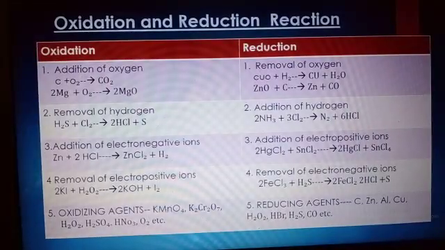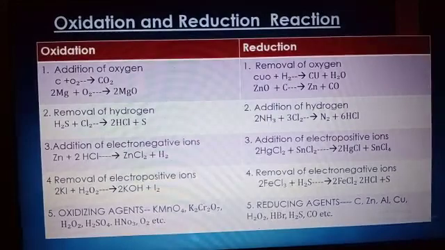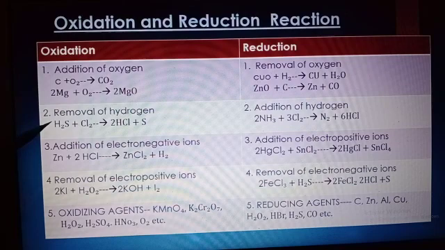Now let us explain oxidation and reduction reactions. What is an oxidation reaction? An oxidation reaction is a reaction in which there is an addition of oxygen and removal of hydrogen. As you can see, when you add oxygen to carbon, they become carbon dioxide. When hydrogen is removed from hydrogen sulfide, they become hydrogen chloride. So this is called an oxidation reaction.